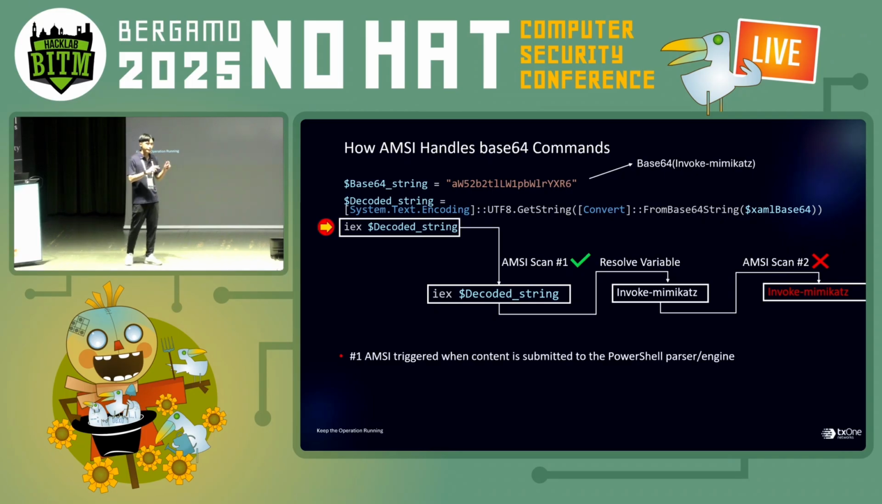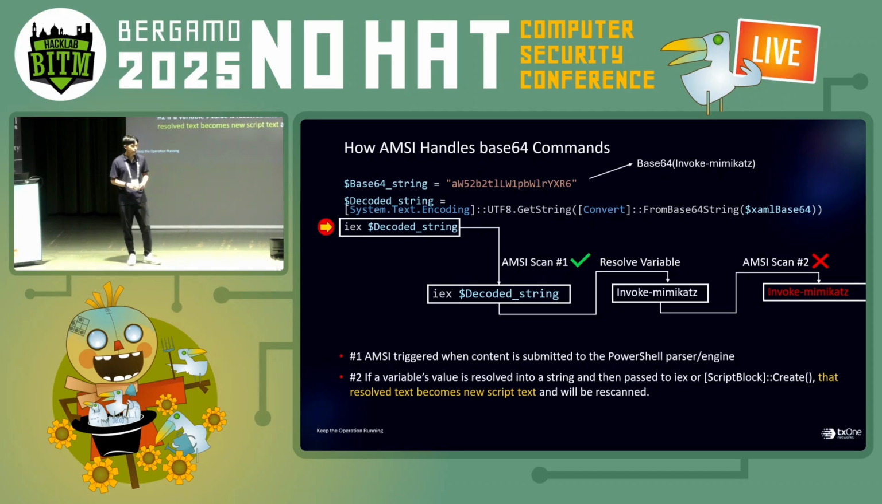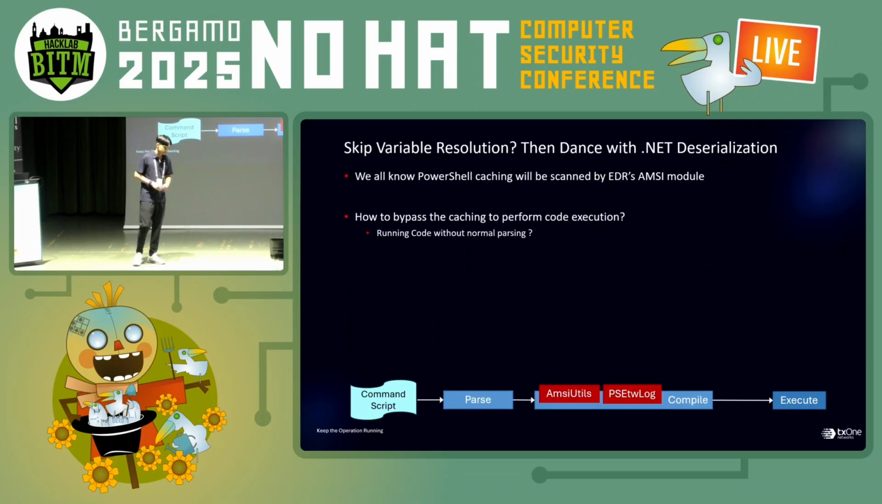First is when PowerShell passes the command to the parser, which triggers the first AMSI scan. And second, when the resolved variable is consumed by IEX or script block create, that triggers the second scan. So we understand when AMSI scanning is triggered.